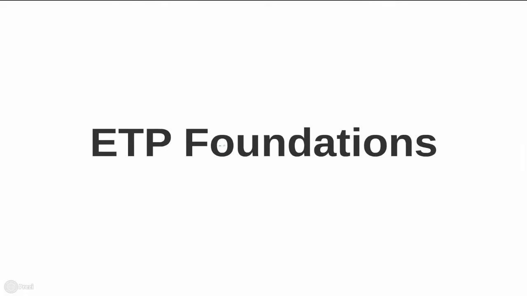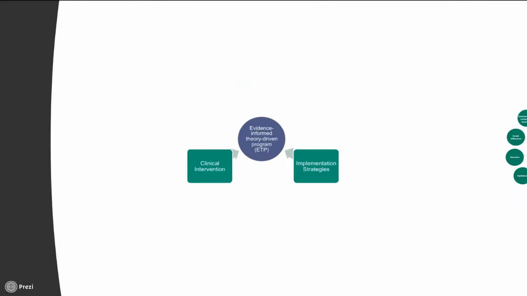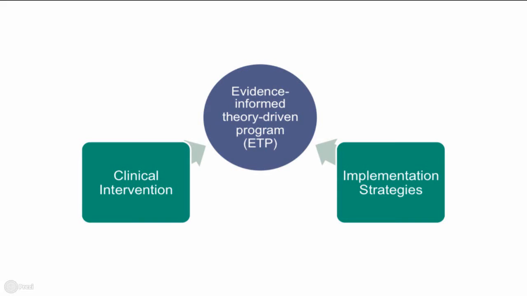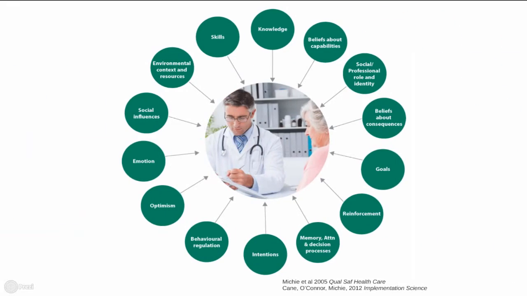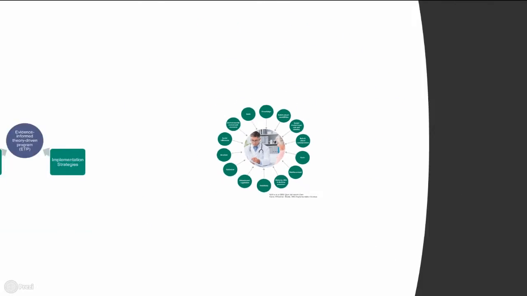In Module 2, we work on developing an evidence-informed, theory-driven program, or ETP. An ETP is made up of 2 components: an intervention, for example a clinical practice guideline, and an implementation strategy. We will teach methods of selecting appropriate implementation strategies by identifying barriers and facilitators to behavior change and mapping them to a behavior change framework and theory.